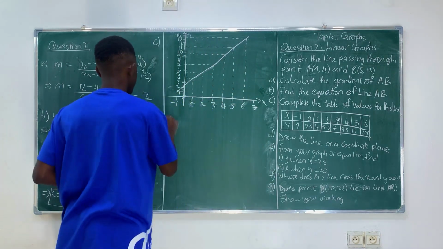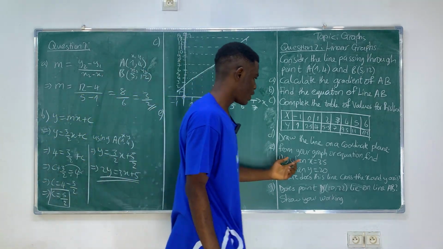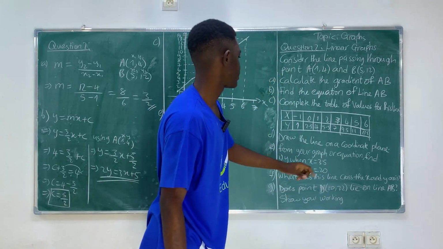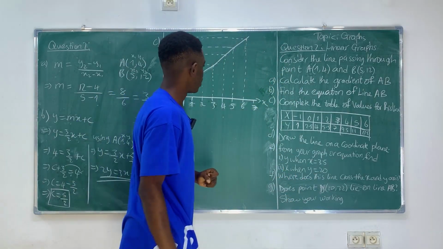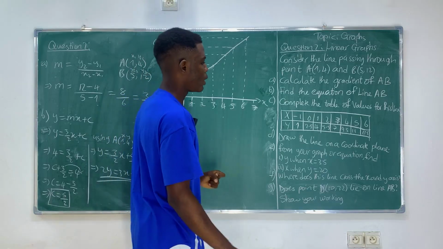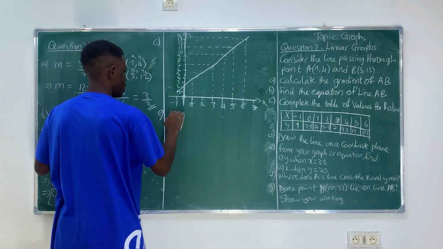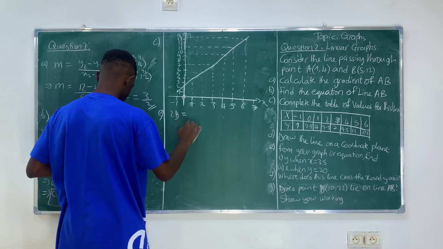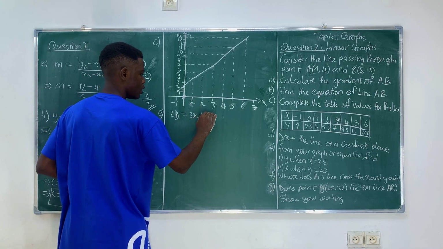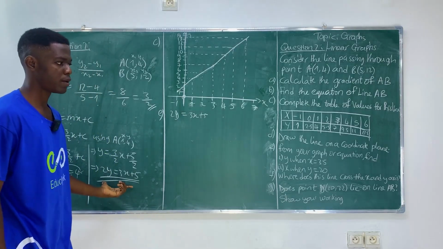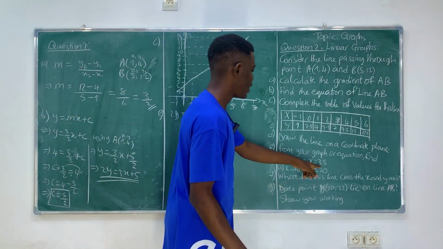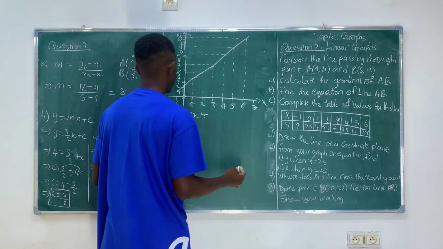What is E saying we should do? E: from your graph or from the equation, find y when x is equal to 3.5. Okay, I choose to use my equation because my graph is not perfect. So my equation is 2y is equal to 3x plus 5. So I should find y when x is equal to 3.5. How do I find it?